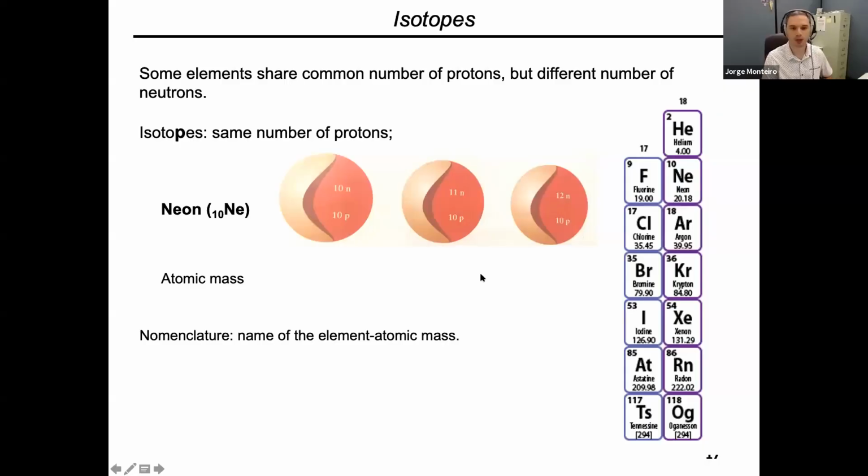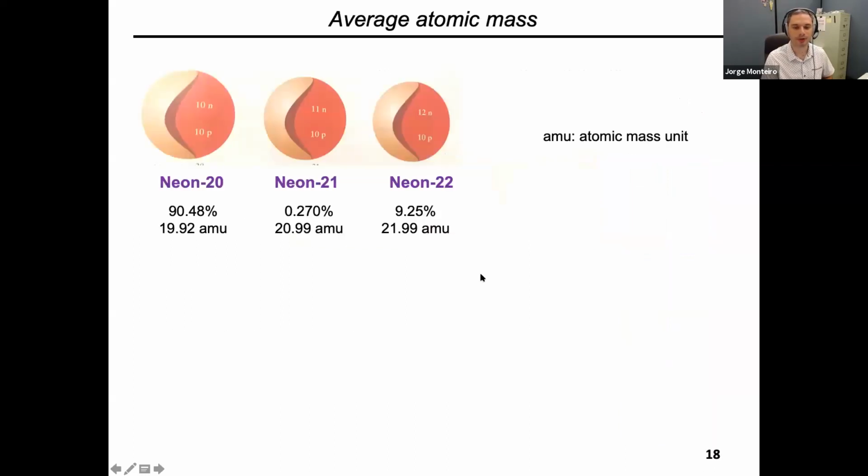Alrighty. Switch here. Very good. Now it is a good time to introduce the concept of average atomic mass.